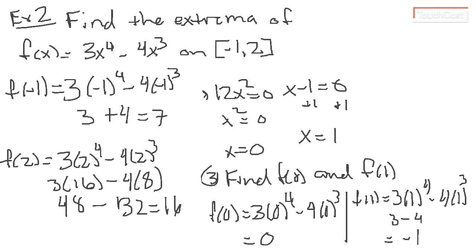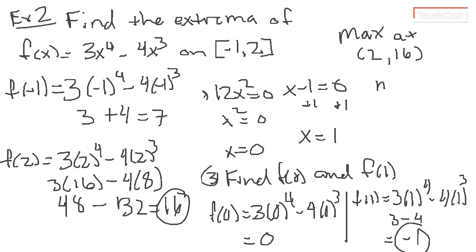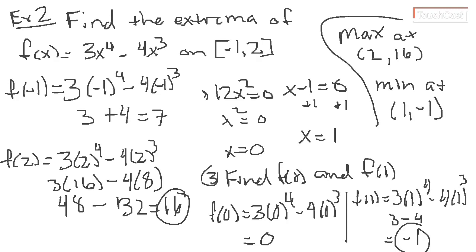Now, whatever the biggest number we got was, that is our maximum. The smallest number is our minimum. So we're going to have a maximum at the point 2, 16, and a minimum at the point 1, negative 1. This is the answer we're looking for.